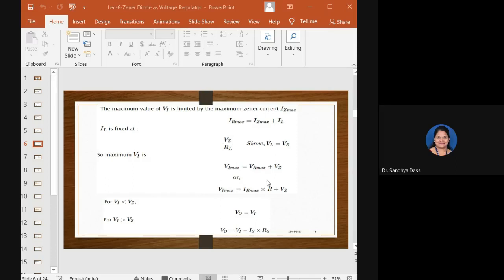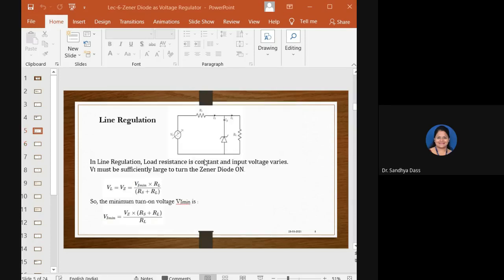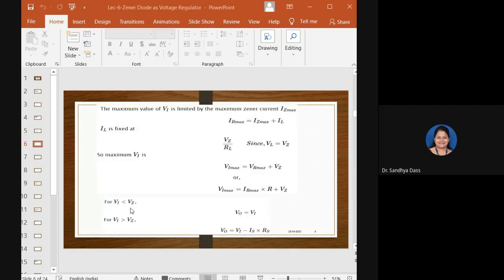So all these are expressions to understand how, even when the input voltage is varying, the output voltage across the Zener diode will be maintained constant. From this you can observe that if the input voltage is less than Vz, then the Zener diode will not turn on at all. It will remain open, the circuit will be open. So what you measure here will be equal to what you are applying at Vi. So when Vi is less than Vz, the output voltage will be equal to Vi.